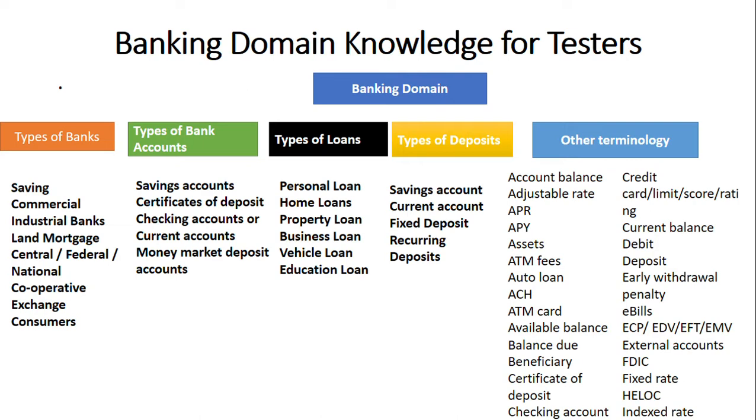As a software tester, you must know the basic terminologies related to the banking domain. So basically, what are the types of banks? There are different types of banks like savings bank, commercial bank, industrial banks, then land mortgage, central, federal, national, cooperative, exchange, consumer bank. So these are the types of banks. As a software tester, you must have knowledge of each and every term related to the banking domain. When you are working on particular projects and you need to write test cases, you can easily write them according to the knowledge you have and depending on the test scenarios.